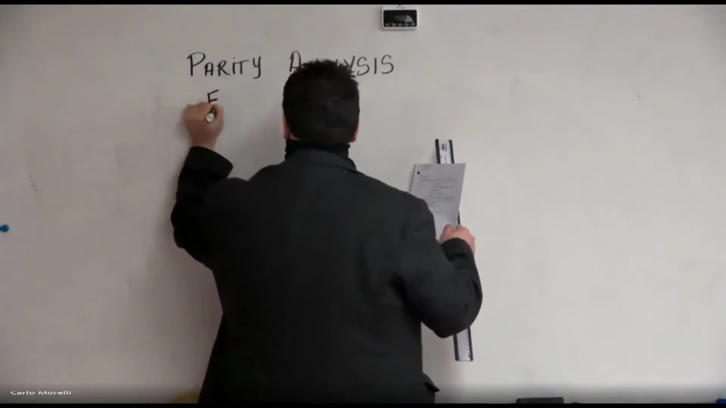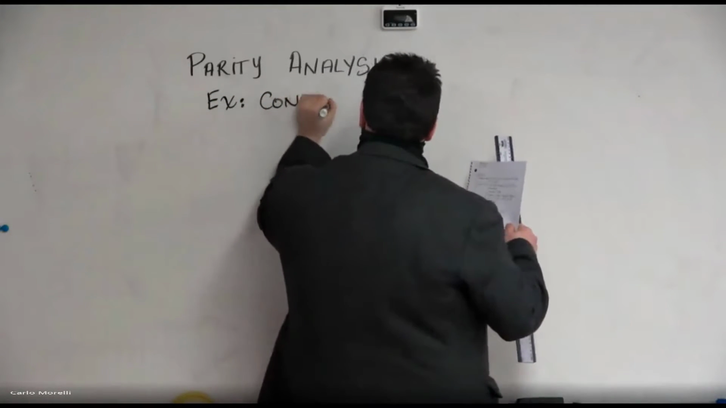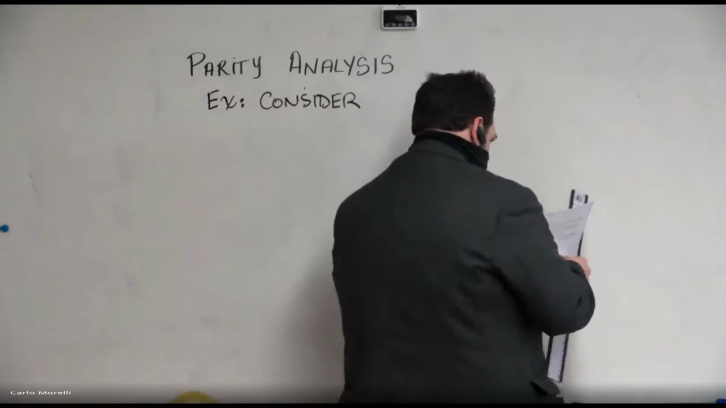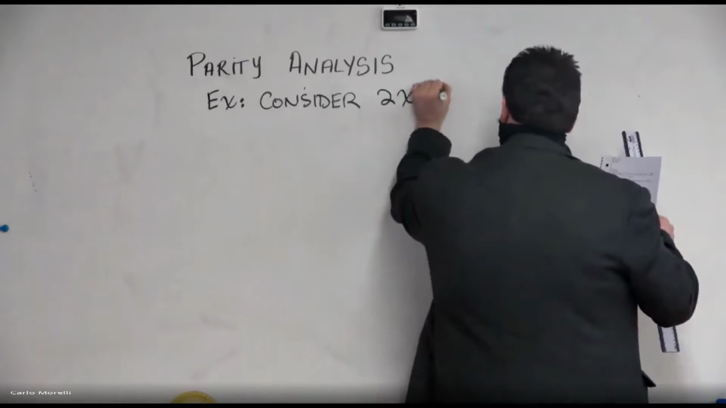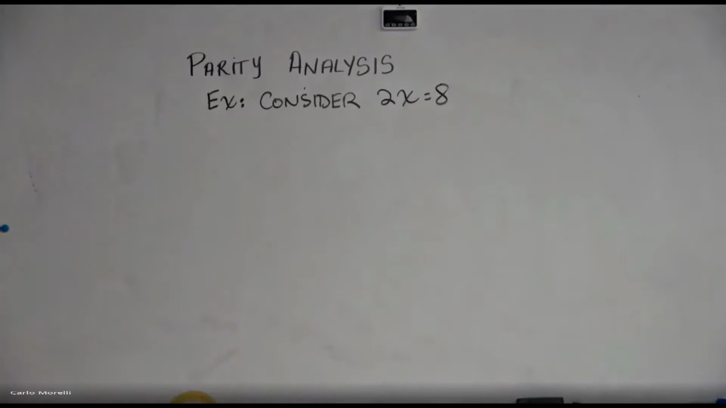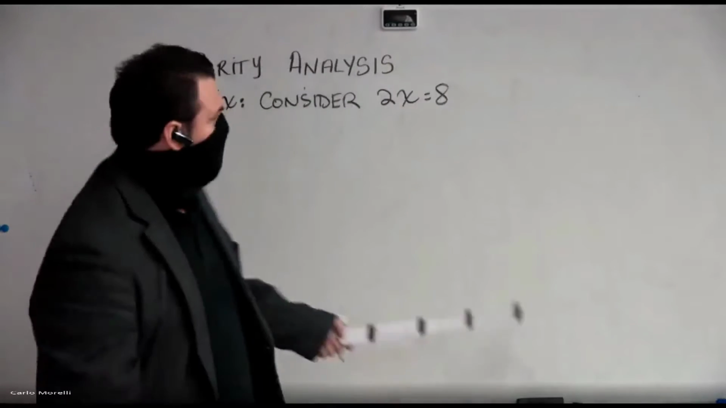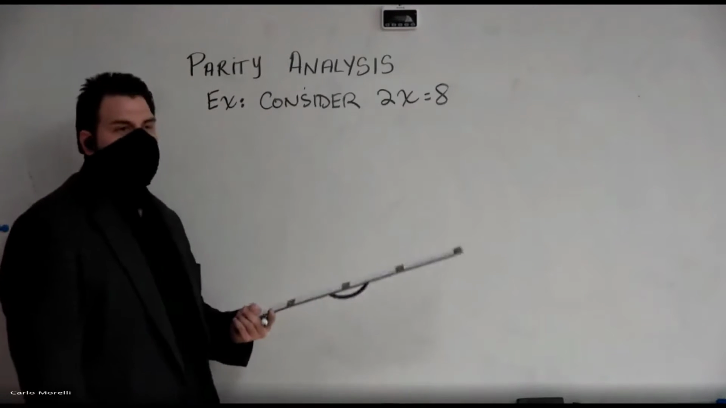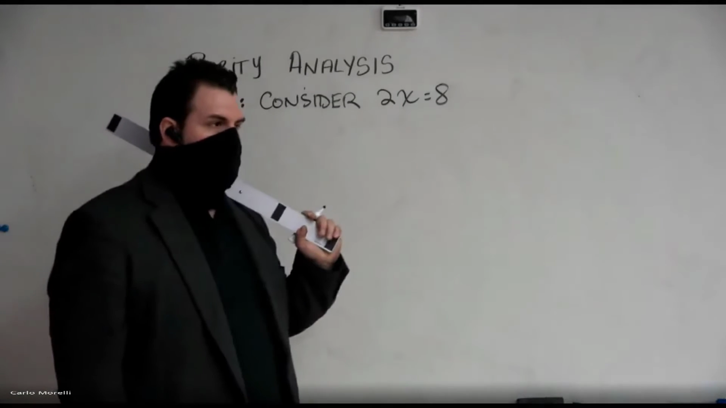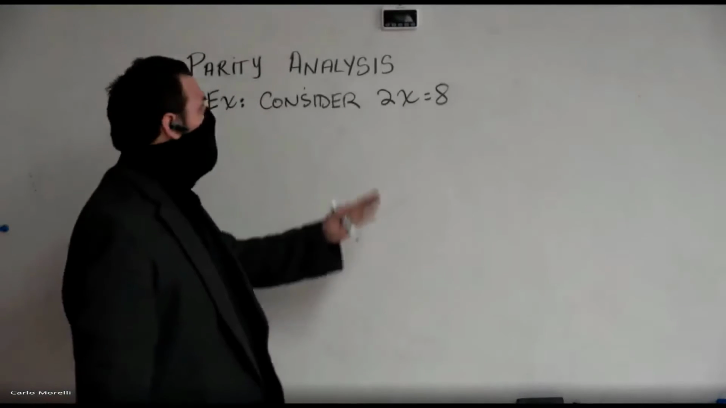Okay, here, let's jump into an example. Consider this example. Consider 2x equals 8. What is x? 4. So if you were to solve this little simple math problem, you would just divide both sides by 2, and x would be 4. Is 4 even or odd? 4 is even. We haven't even gotten the definition of an even number yet, but you know that.